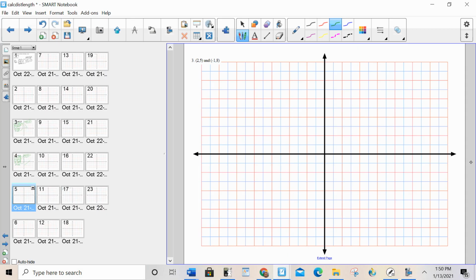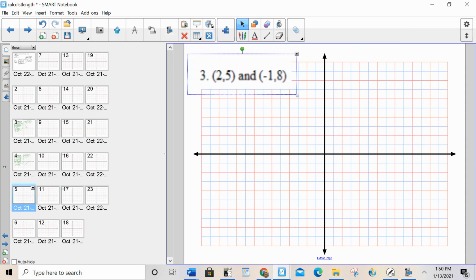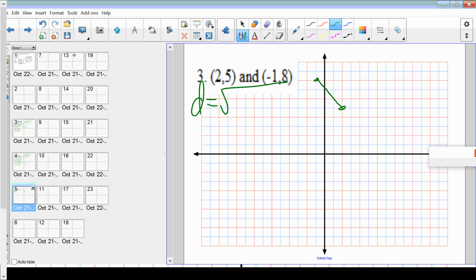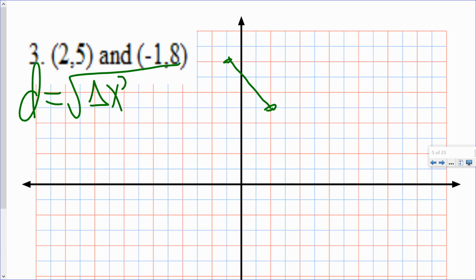Number 3, 2, 5, and negative 1, 8. D equals radical delta x squared plus delta y squared. I want you to try it from here. Count from one point to the other. Count in the x direction. Count in the y direction. I'll give you about 30 seconds.